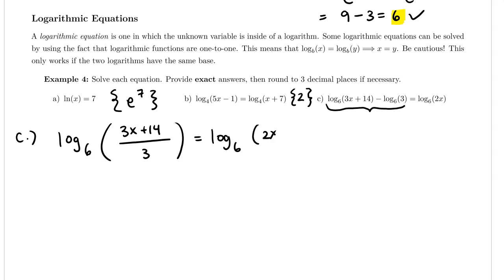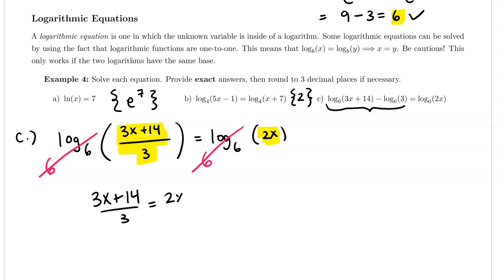and this is equal to log base 6 of 2x. Now that I have a single logarithm on each side, and notice that they have the same base of 6, now I can take my insides and set them equal to each other. And if it helps you, again, you could have 6 be the base of both sides. These will undo each other, cancel each other out, and so we are left with (3x plus 14) over 3 is equal to 2x.